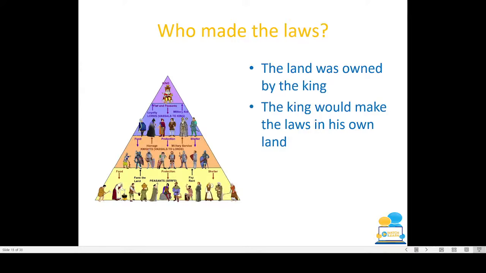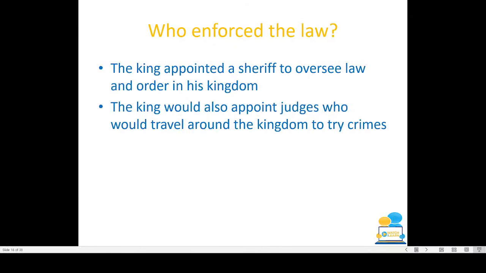What we'll have a look at now is whose responsibility it was to make sure that these laws were actually enforced. If we look at who enforced the law, the king would appoint a sheriff to oversee law and order in his kingdom. The king would then also appoint judges who would travel around the kingdom to try crimes. I'll go through each of these and we'll explain them.